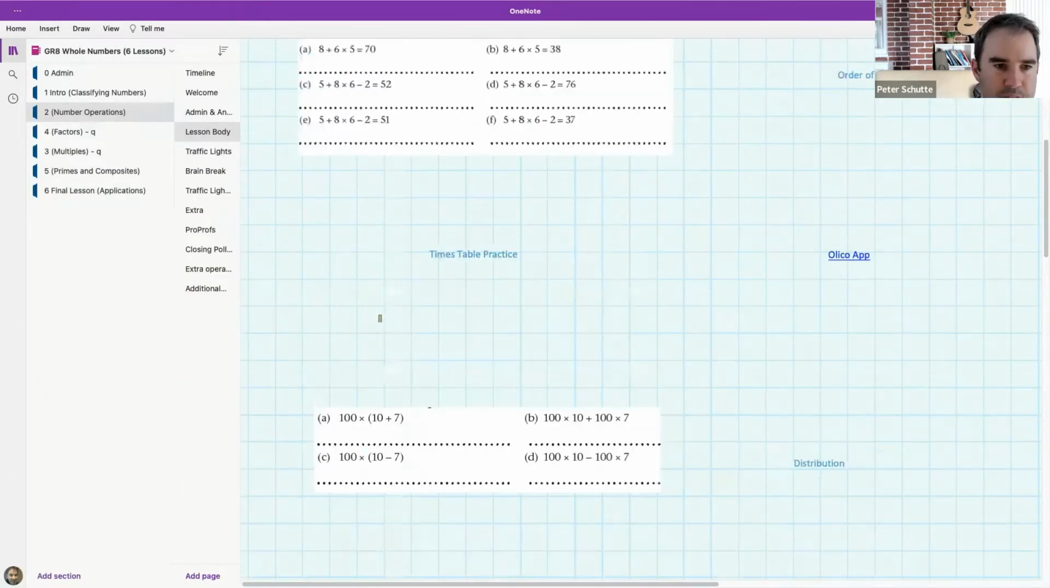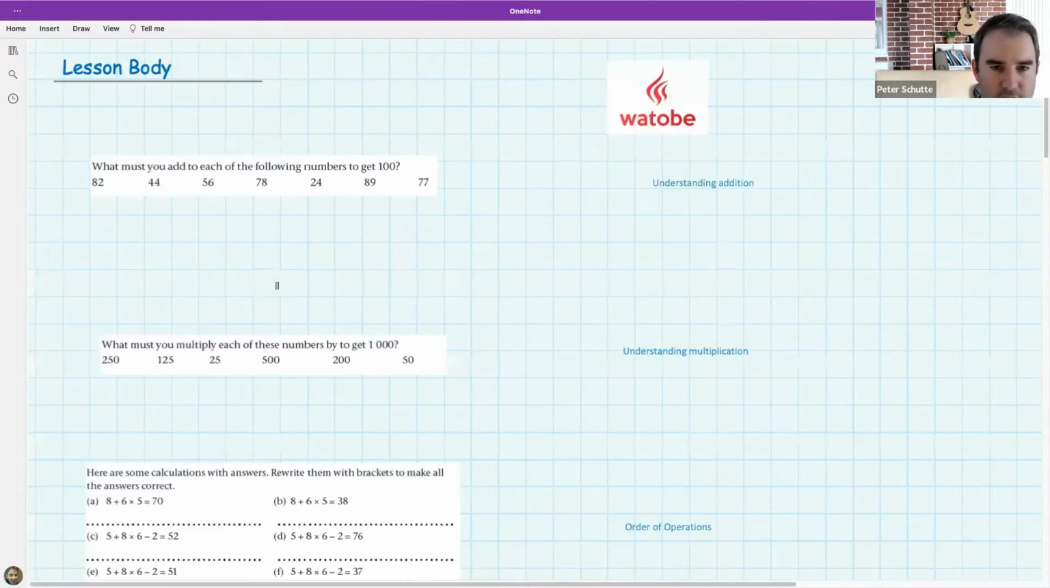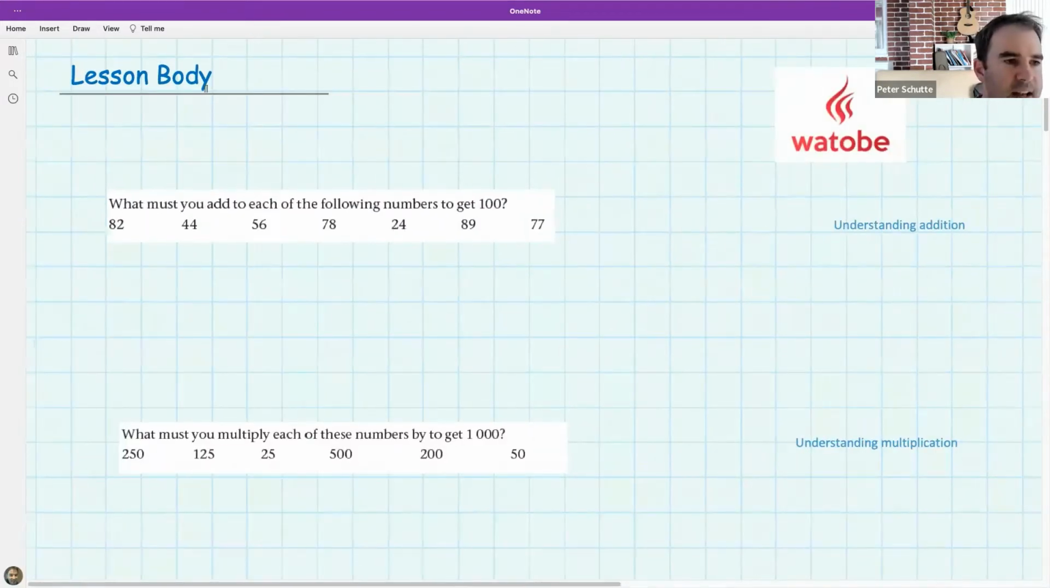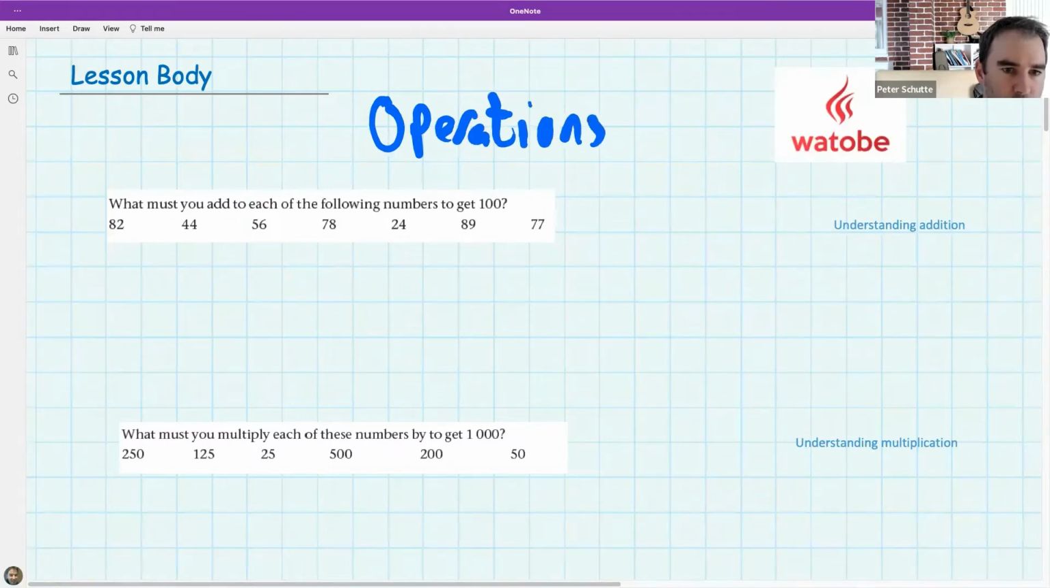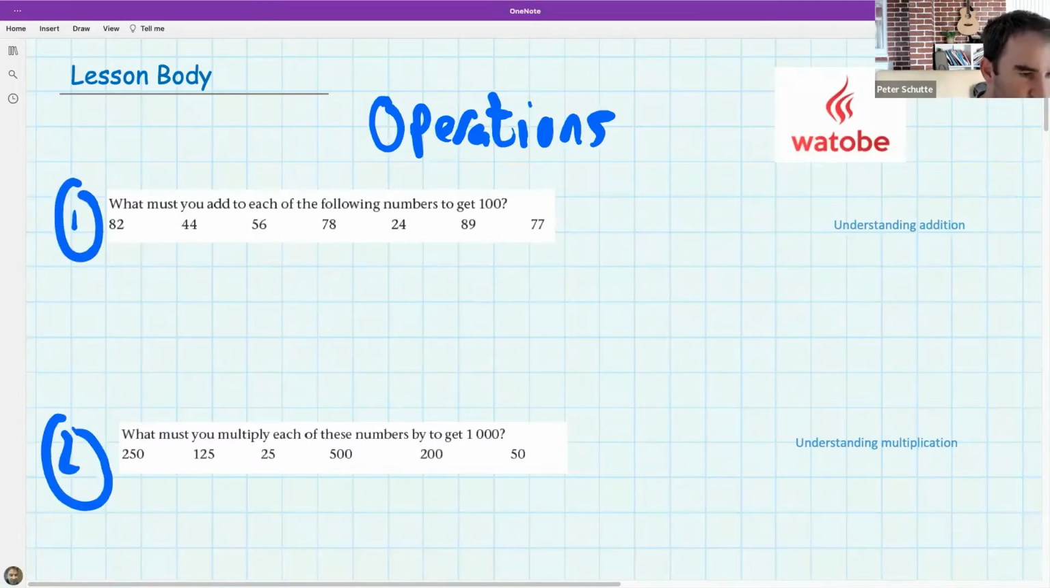Okay, so let us begin our lesson properly. The main focus today is operations, carrying out mathematical operations with whole numbers. We're going to do some stuff together. I want you to get your pen and paper ready. Give me a thumbs up if you've got your pen and paper next to you and you're ready to write. If you need to go and get it, do so. We're going to start with question number 1 and question number 2.